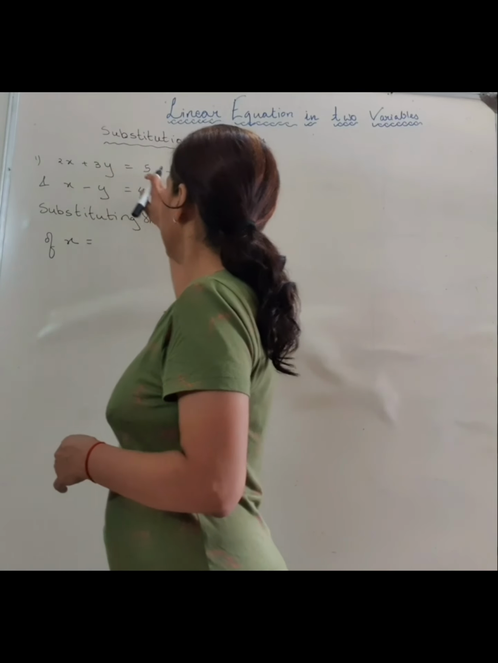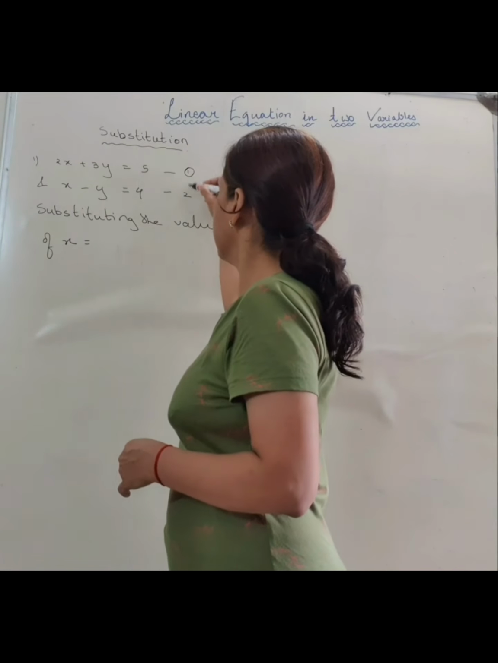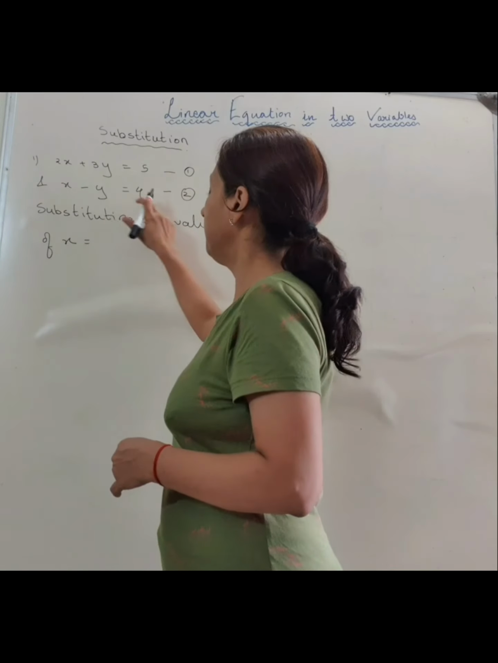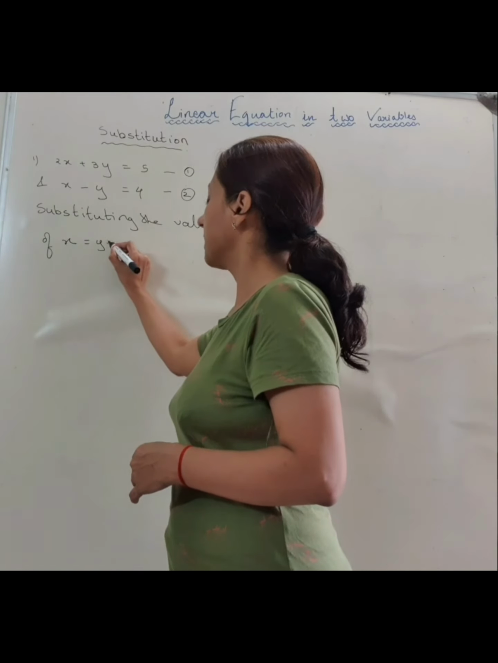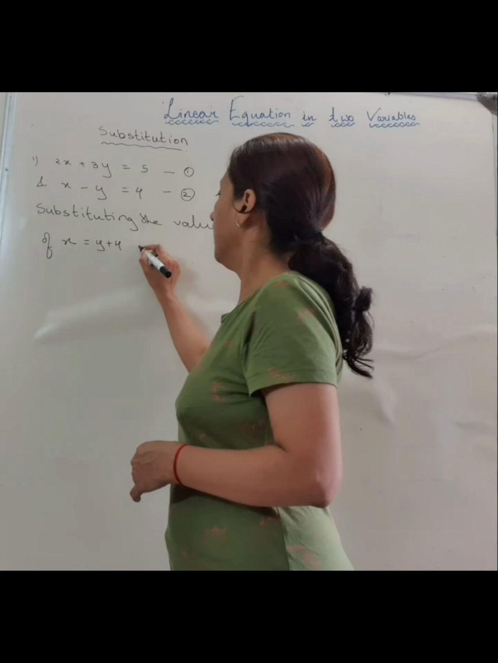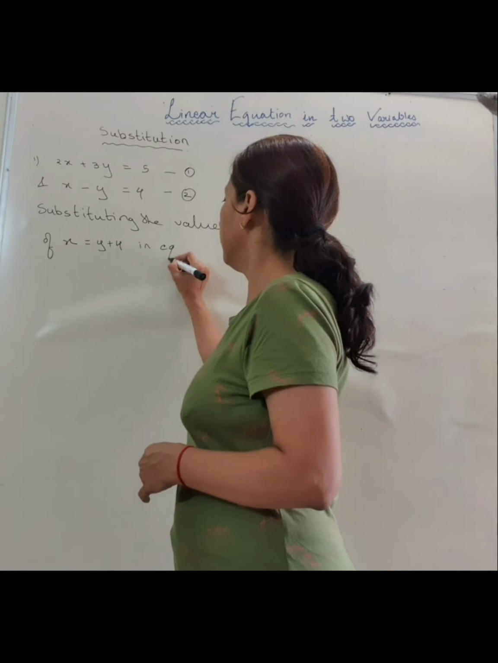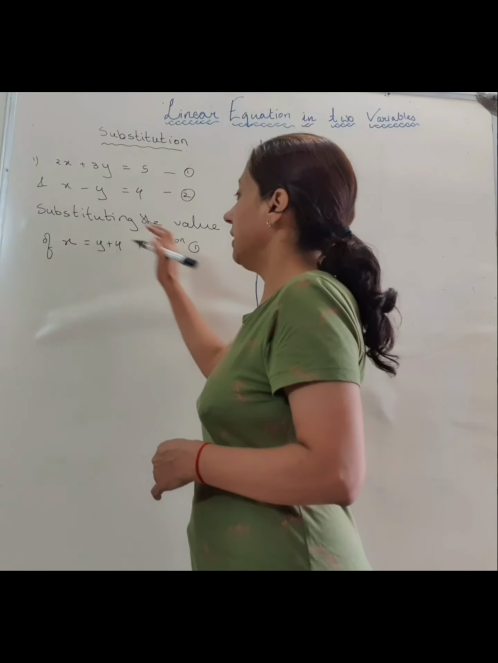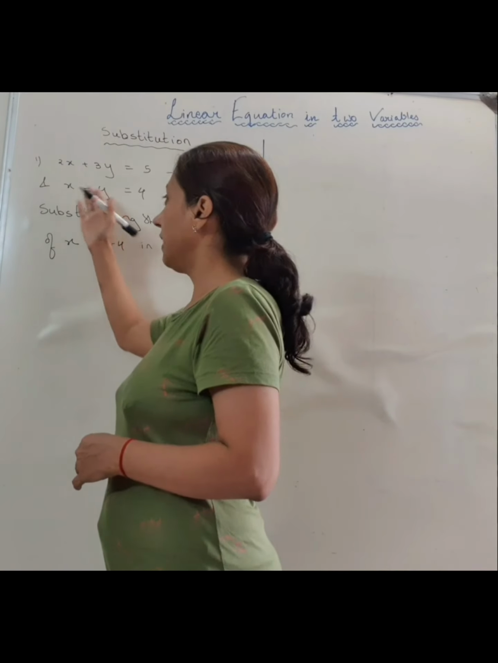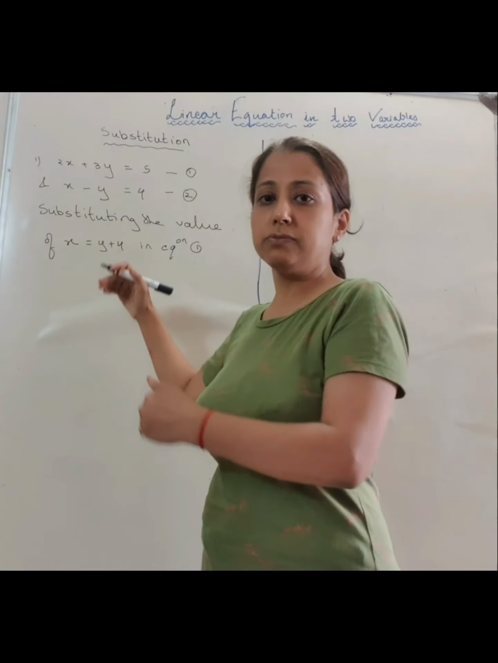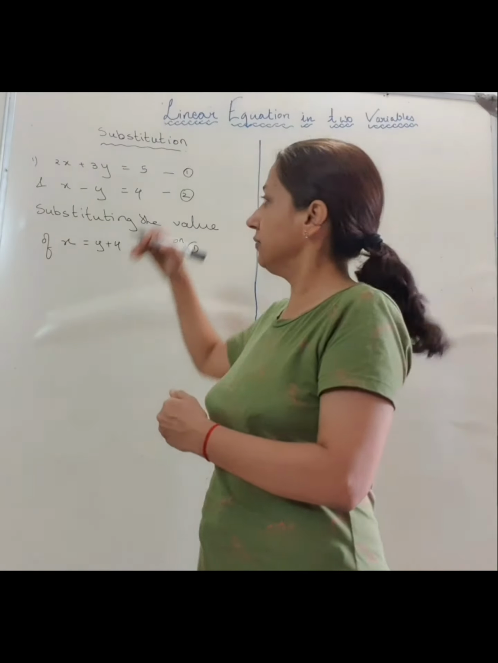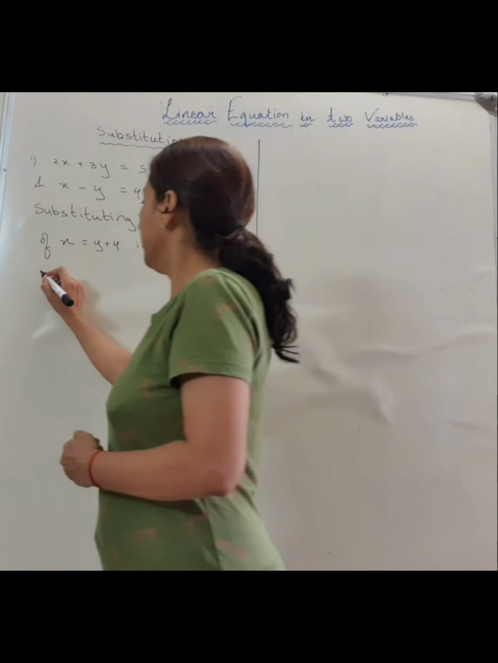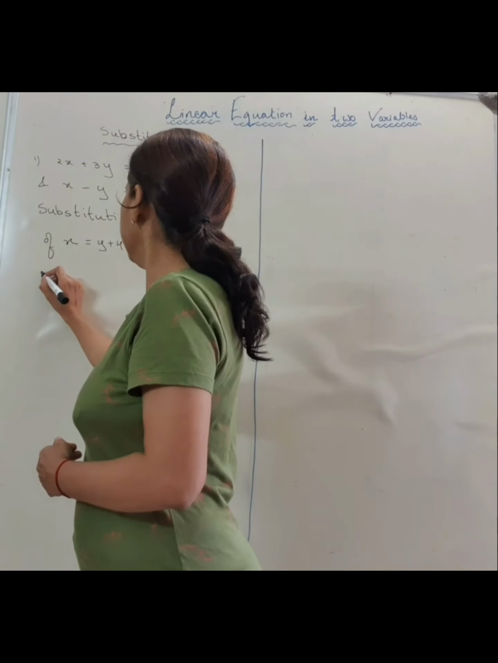If I take minus y on this side, this will become y plus 4. So x is equal to y plus 4 in equation 1. So this is what I am going to do. Either you can substitute the value of y or x. एक इक्वेशन में से एक वेरिएबल का वैल्यू निकाल के दूसरे इक्वेशन में डालने का. So I am now going to put this value in equation 1.